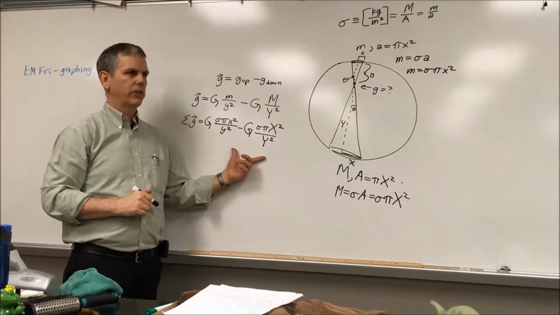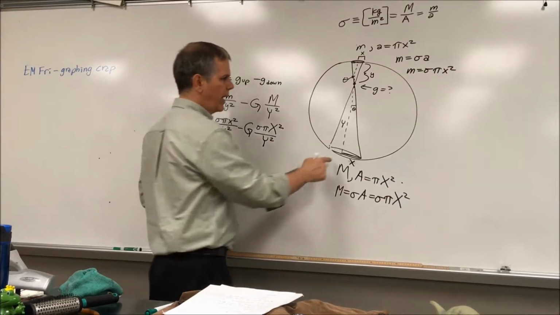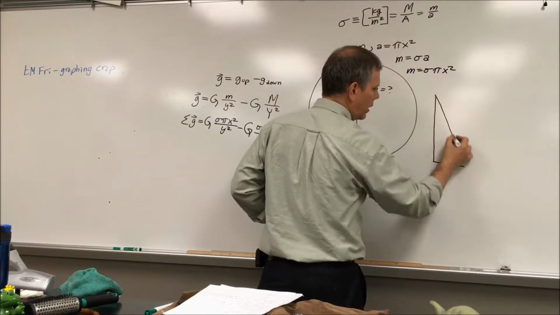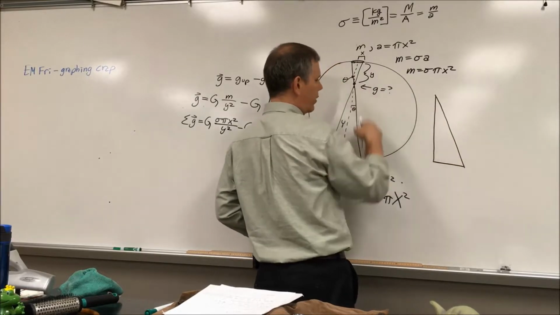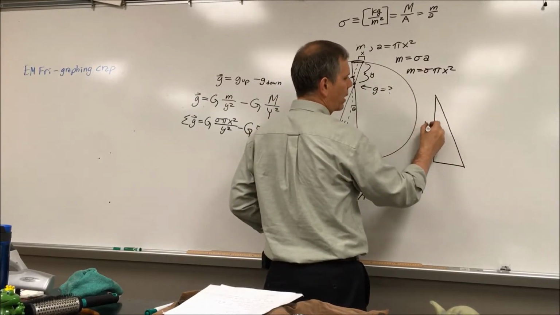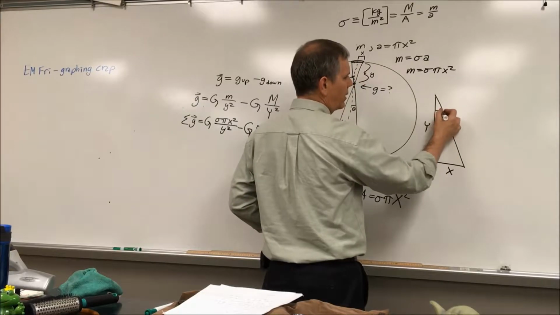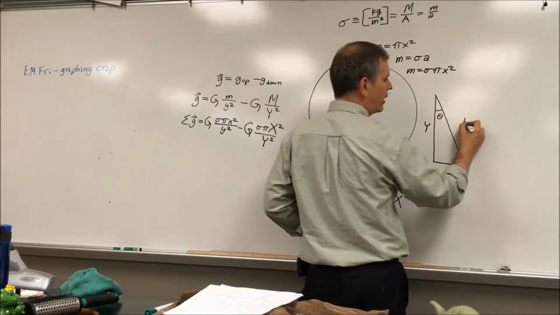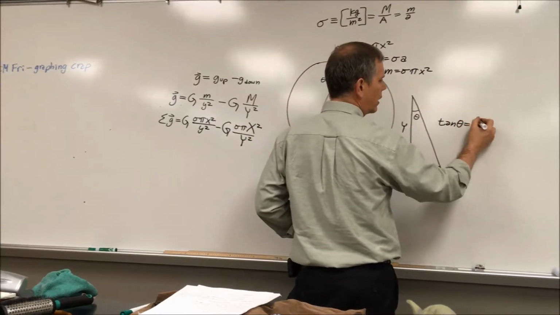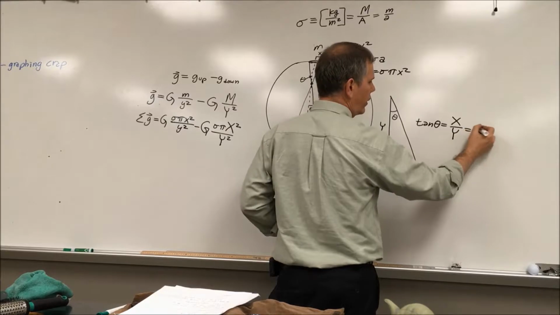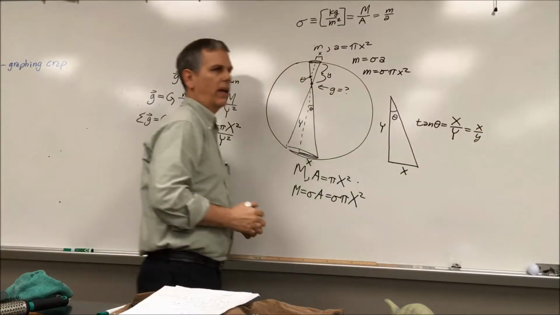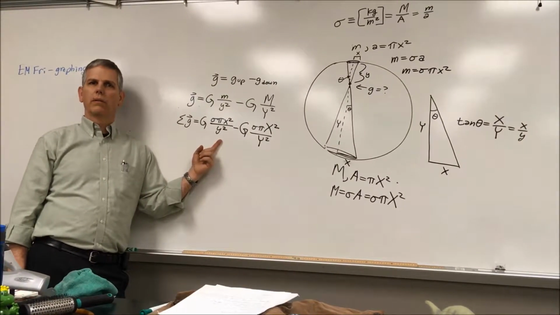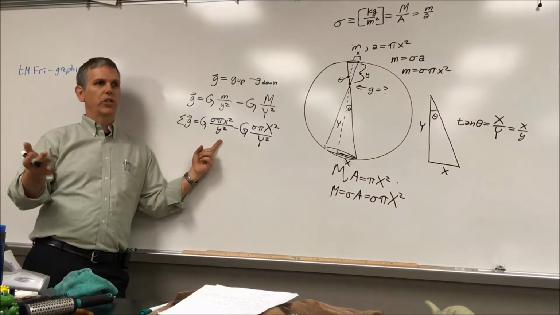Now looking at this expression, this is x and this is y. Let me draw this out here so that's very easy to see. This is the radius from here to here. We don't even need that. This is y, this is x, and this is theta. And this is opposite over adjacent, which equals tangent, which also equals little x over little y. So what does x squared over y squared equal? Tangent of theta squared.